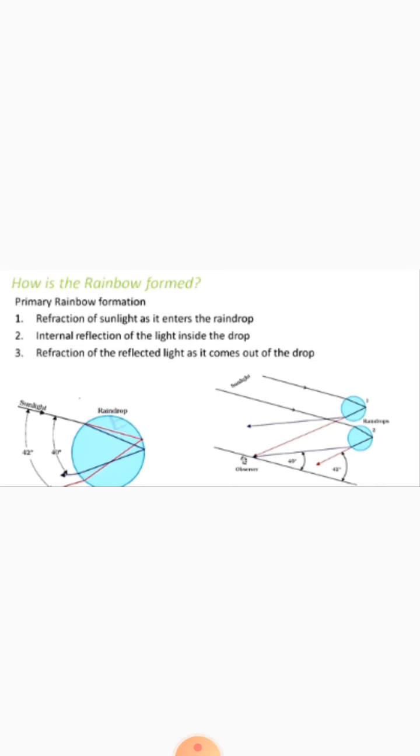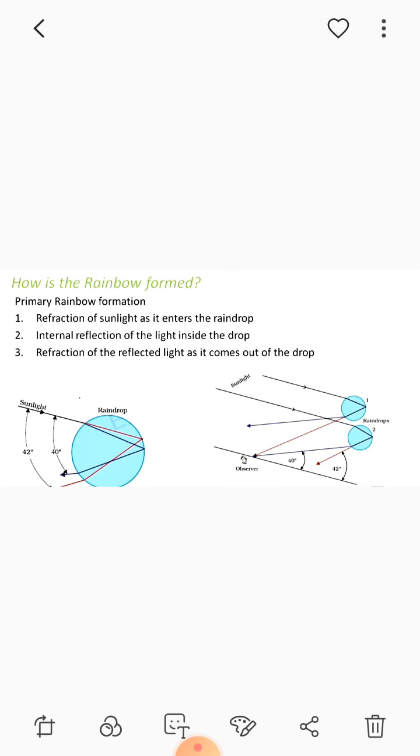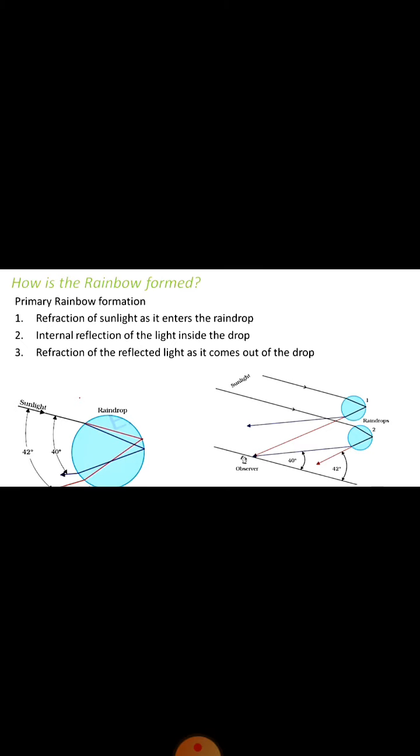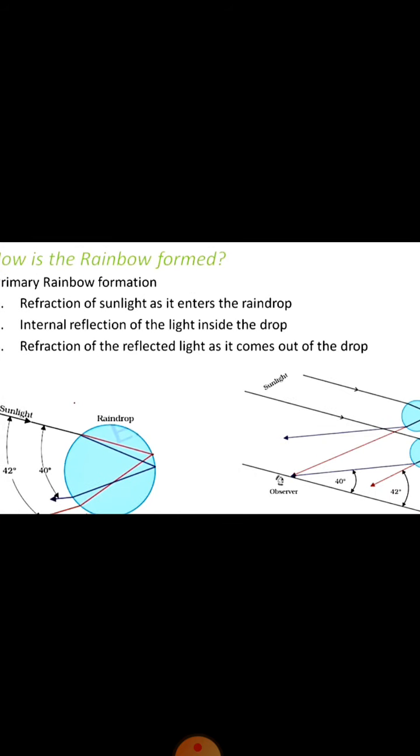So what was the input to the raindrop? Input was white sunlight, that is white light. But what was the output? Output is a spectrum of different colors because dispersion has also taken place. So what will the observer see? First, the observer sees the dispersed light. That is, he sees all the seven different colors from all of the raindrops. So as a result, we are able to see a rainbow.